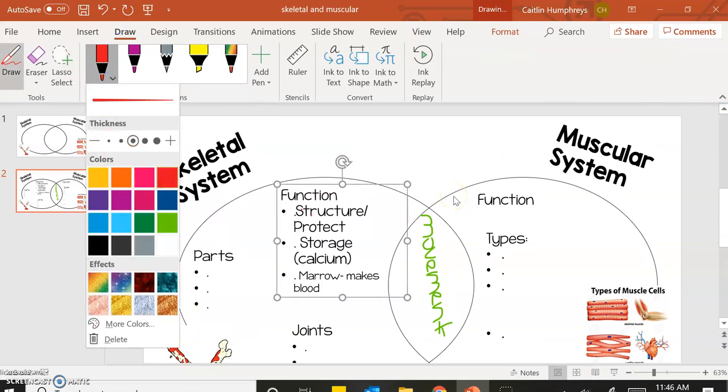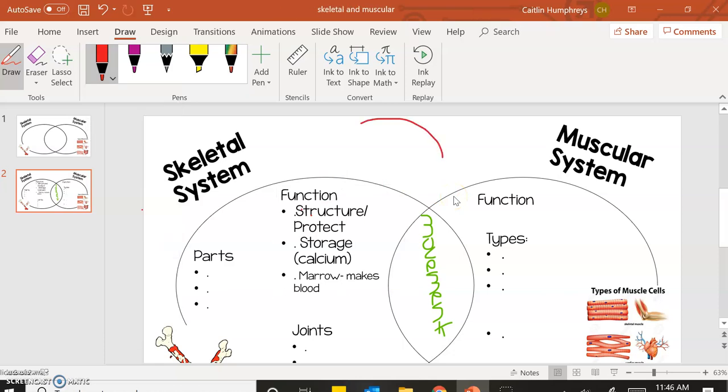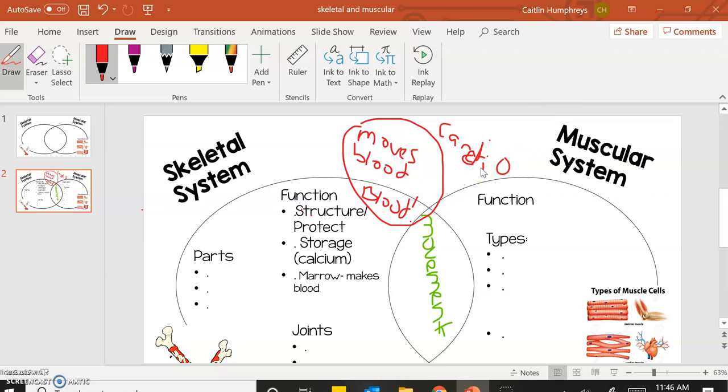So what we're going to do is cross this circle with skeletal, because remember, skeletal and cardio now have something in common. Well, we know our cardio moves the blood. And we know that our skeletal system makes the blood. So what they have in common, what's going to go in the middle, is blood. If you hear the word blood, you think cardio.